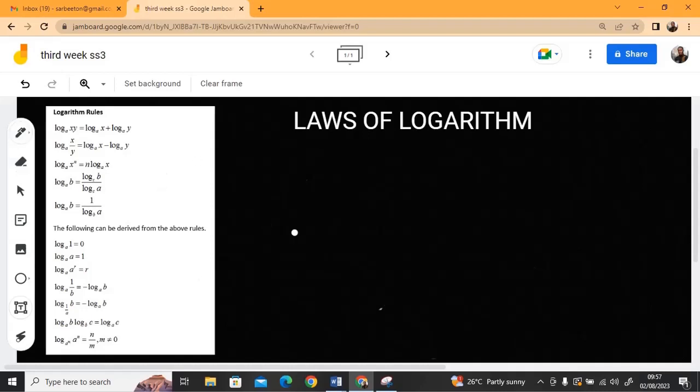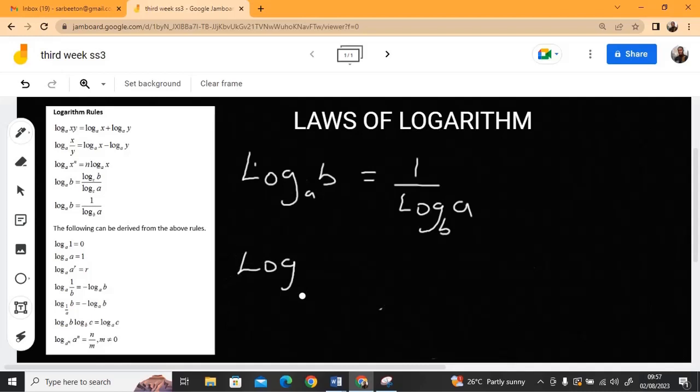Now in this one, let's assume you are given something like this: log base A of B is the same thing as saying 1 over log base B of A. So if you have log base 2 of 8, you can do it again as 1 over log base 8 of 2. This B becomes your 8, and this one becomes your 2. It's just like an inverse. What you get here is what you get here, so you're going to get the same answer. That is what that one means.